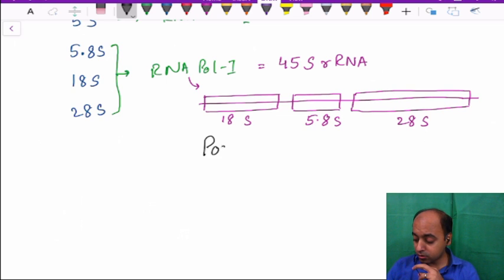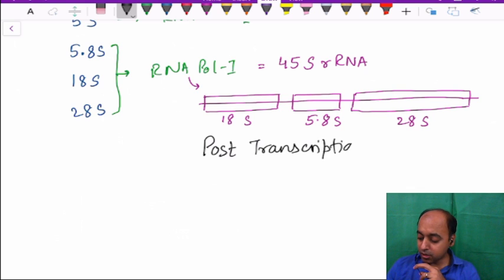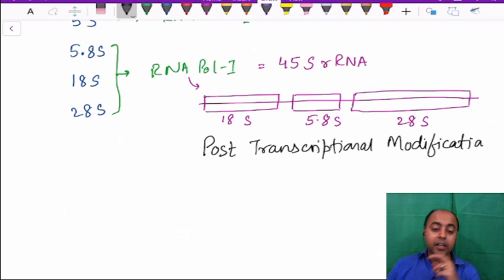Please note the post-transcriptional modification. So what I want to highlight here is that the ribosomal RNA undergoes the post-transcriptional modification. For the longest time, you might be remembering that the only post-transcriptional modification which is occurring is from HNRNA to messenger RNA. No, it is not true. The post-transcriptional modification, as you can see, also occurs in case of ribosomal RNA.